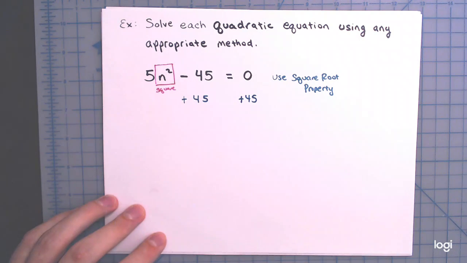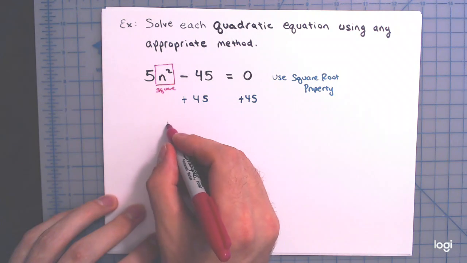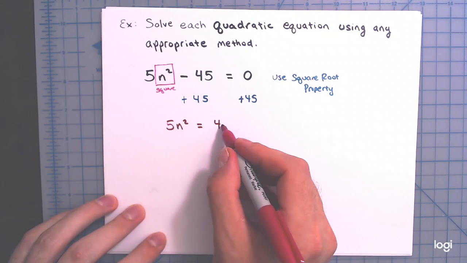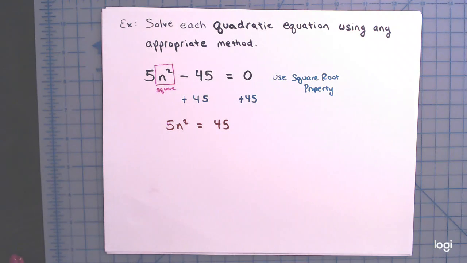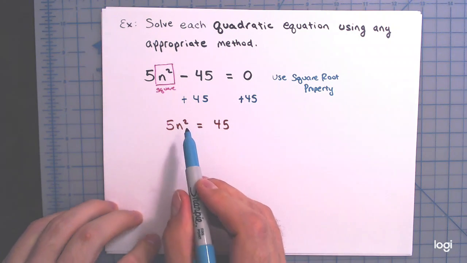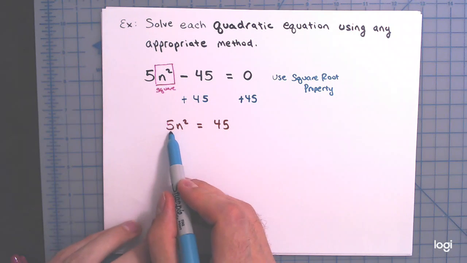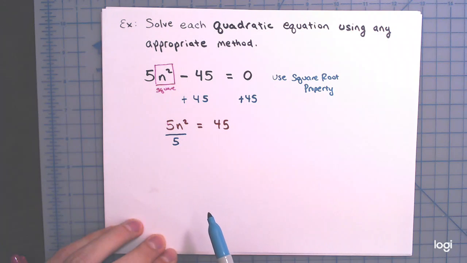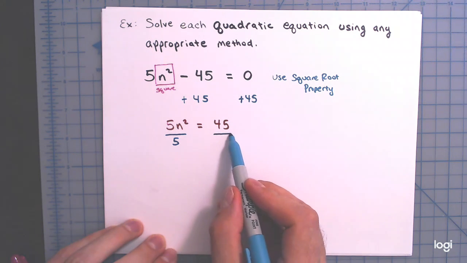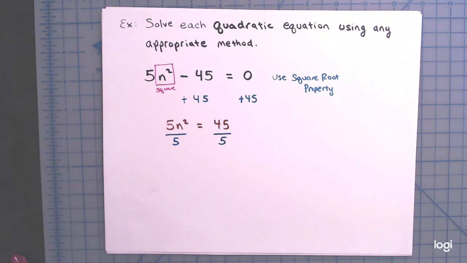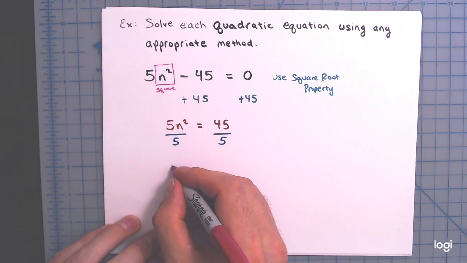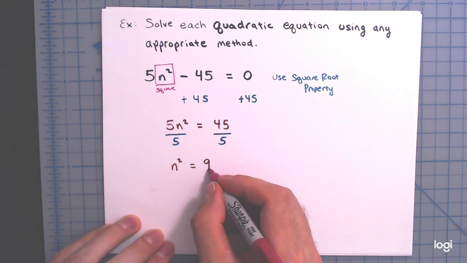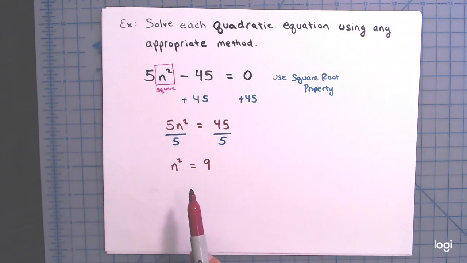Right? So then we'll have 5n squared on the left equals, and then 0 plus 45, positive 45 on the right. And the n squared is still not isolated. It's being multiplied by 5, so to undo that I would divide by 5 or multiply by 1/5. So I divide both sides by 5, giving me n squared equals, and then 45 divided by 5 is 9. Okay, so now I have what I want.